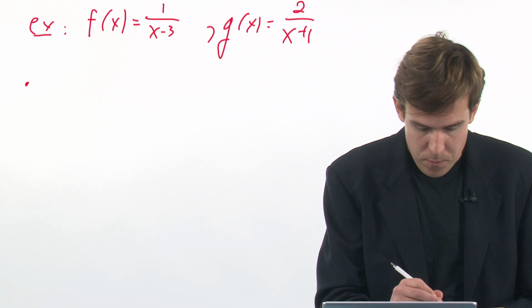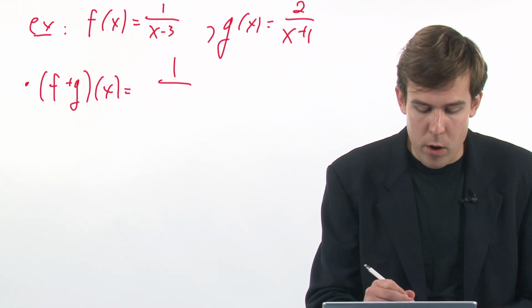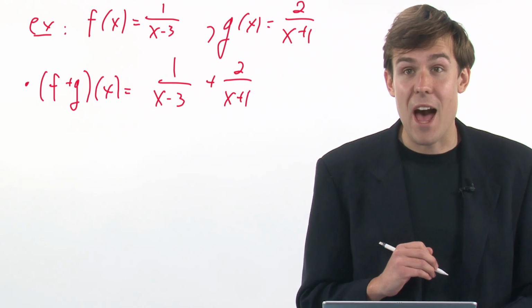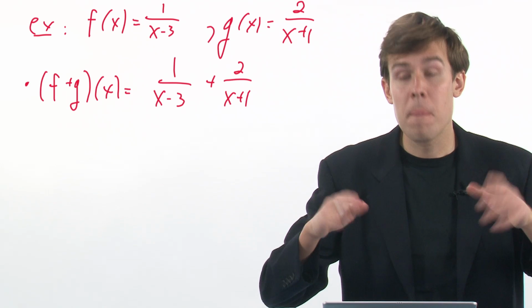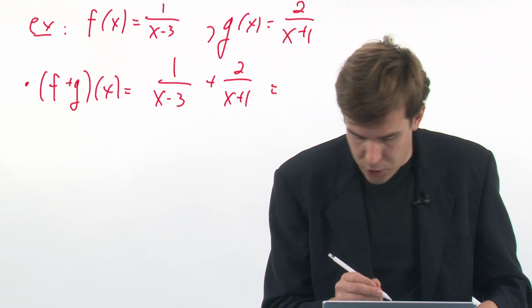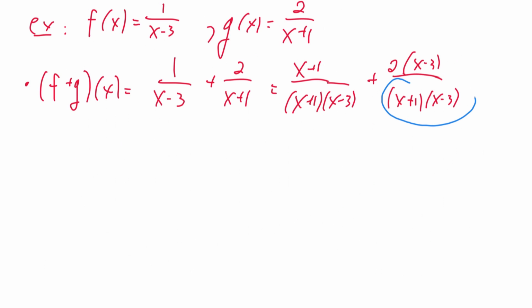So first, let's do f plus g of x. So I have 1 over x minus 3 plus 2 over x plus 1. So how do I add fractions? Even if there's variables in the fractions, I find the common denominator. So we'll do that here. This is equal to x plus 1 divided by x plus 1 times x minus 3, plus 2 times x minus 3 divided by x plus 1 times x minus 3. My common denominator was, or is, this thing here.